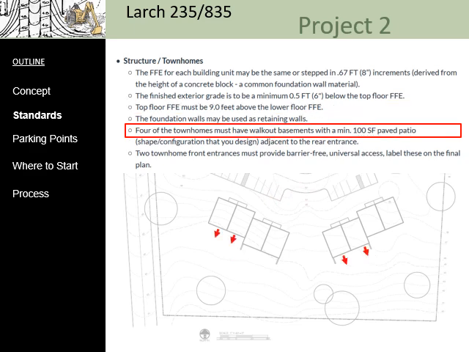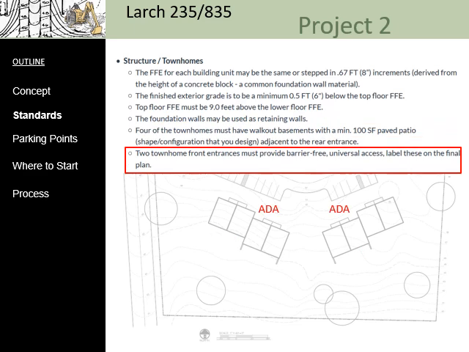You also have to have at least 4 of these townhouse units so that you can walk out the back and place some sort of patio in the back. You do not have to have every townhouse unit have a walkout basement, but you have to have at least 4 of them have a walkout basement with a 100 square foot paved patio in the back.